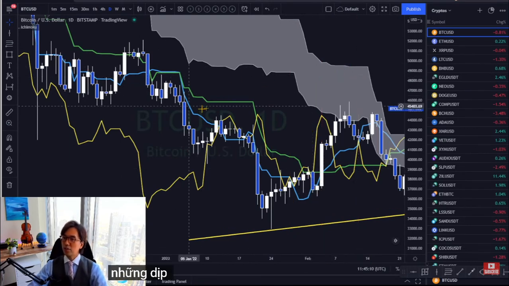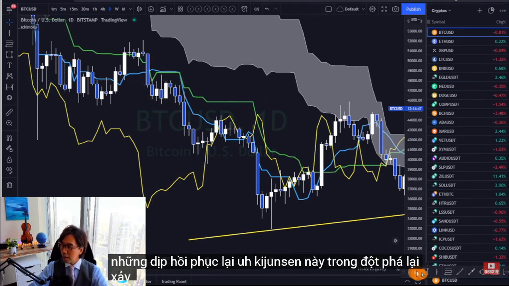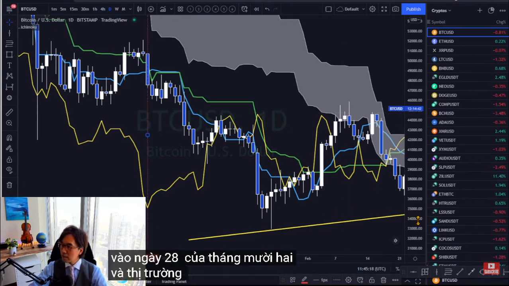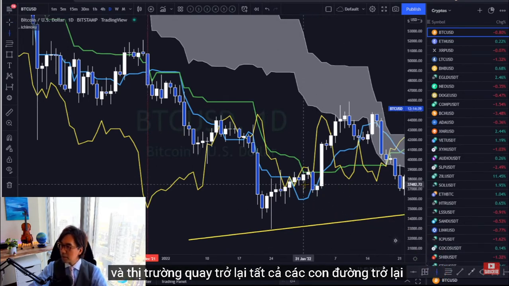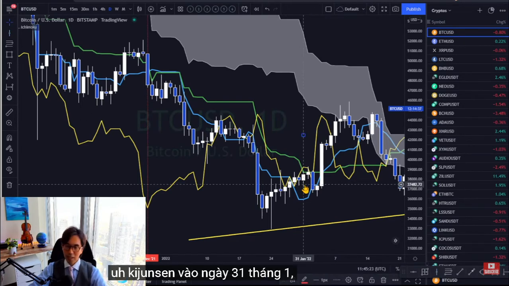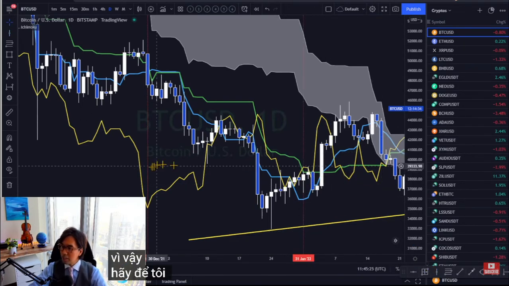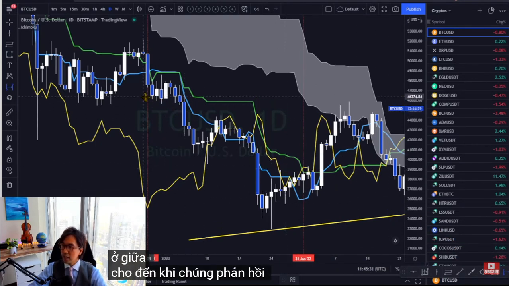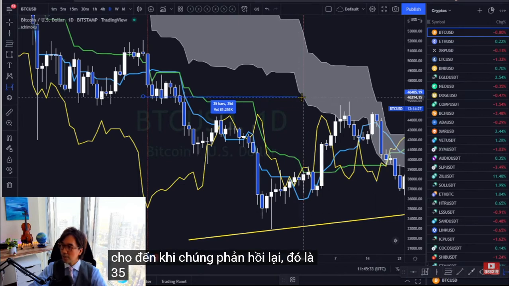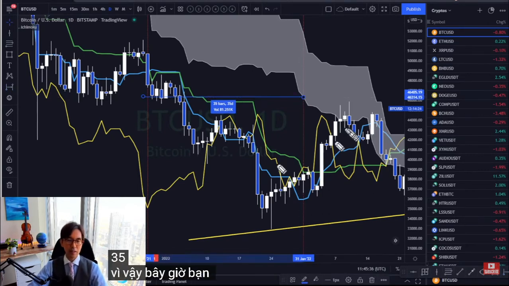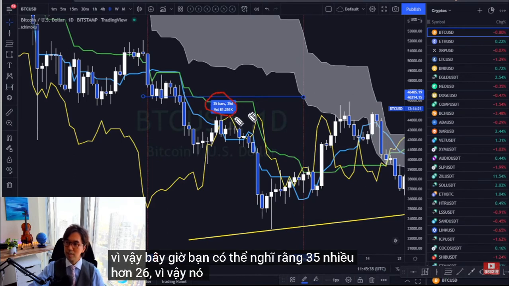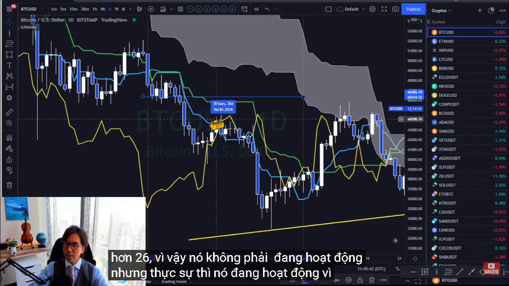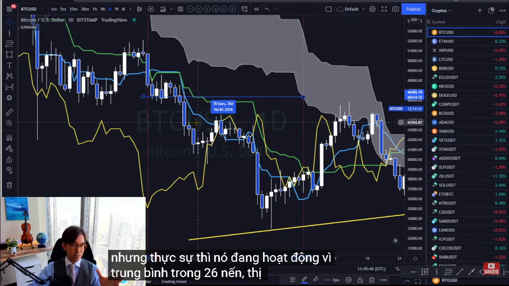Along with this Kijun-sen retracement. So the Kijun-sen breakout happened here again on the 28th of December, and the market retraced all the way back to Kijun-sen on the 31st of January. So let me simply count how many candles are in between until they retrace again. So that was 35 bars. Now you may think 35 is much more than 26, so it's not working. But actually, it's working because in 26 candles on average, the market retraced backwards.